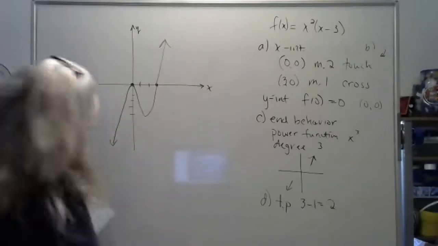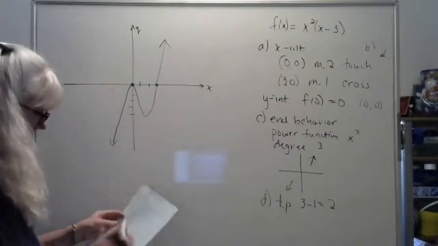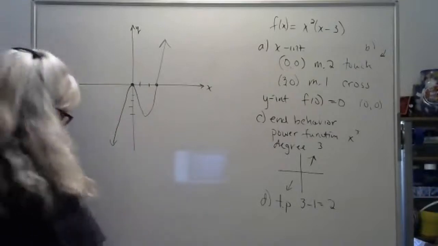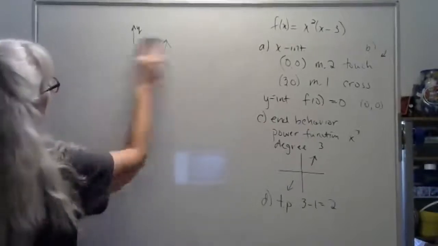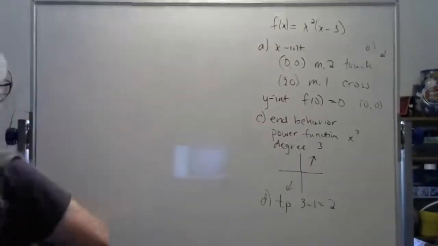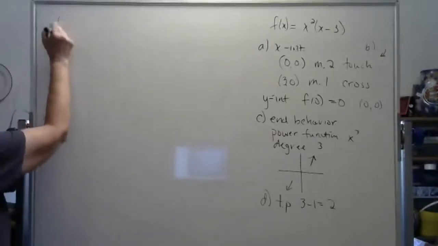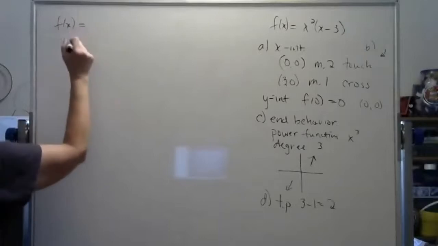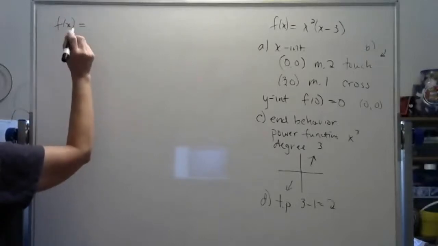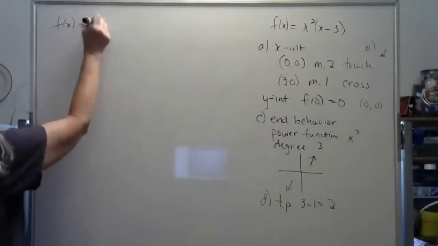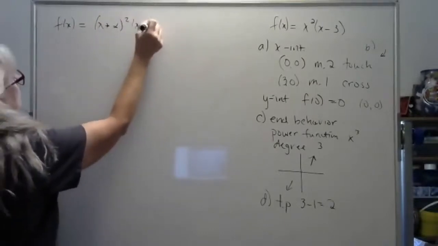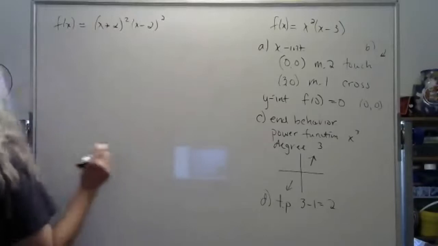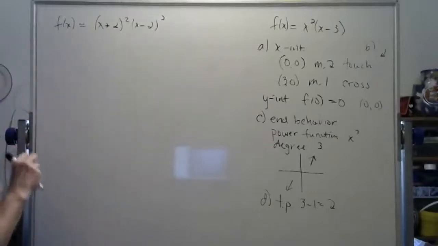Okay, let's try another one. A little more complicated. How about, it's where I never have enough room. Let's do f of x, which is equal to, we're going to do x plus 2 quantity squared and x minus 2 quantity squared. So x plus 2 quantity squared times x minus 2 quantity squared.